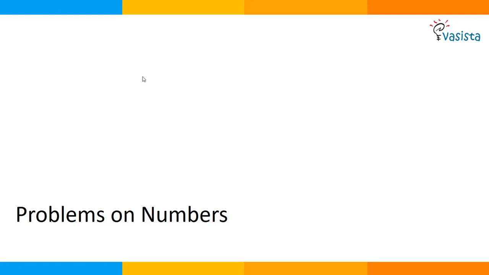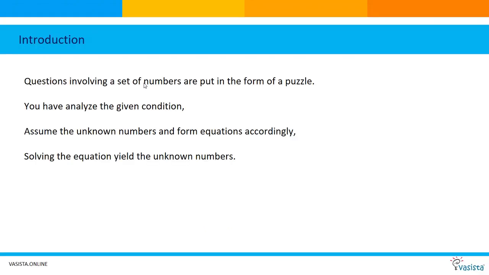In problems on numbers, the questions involving a set of numbers are put in the form of a puzzle. They are not going to give it directly. If they give it directly, that is just arithmetic. If you take 2 plus 4 is equal to 6, then anybody can do it. It may be a different kind of operation like addition, subtraction, multiplication, division, square root, or square, anything. That can be done by anybody.